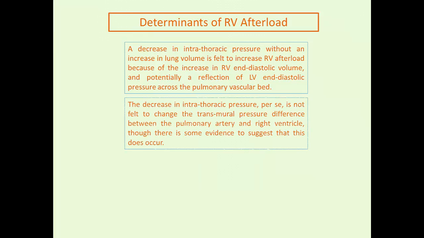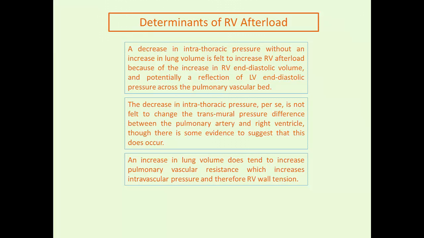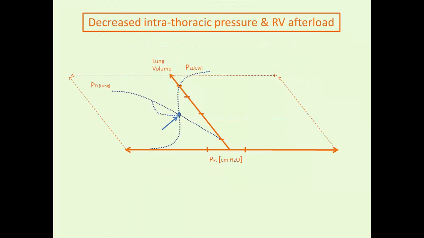And that's really the pressure against which the RV is ultimately ejecting via the pulmonary vasculature. The decrease in intrathoracic pressure per se is not felt to change the transmural pressure between the pulmonary artery and the right ventricle, though, as I mentioned, there's some evidence to suggest that this does occur. But if you increase your lung volume, which again doesn't occur during a Mueller maneuver, increase in lung volume does tend to increase the pulmonary vascular resistance, which increases the intravascular pressure and therefore RV wall tension.